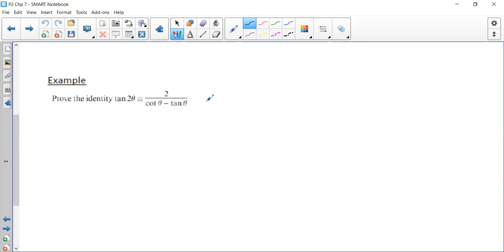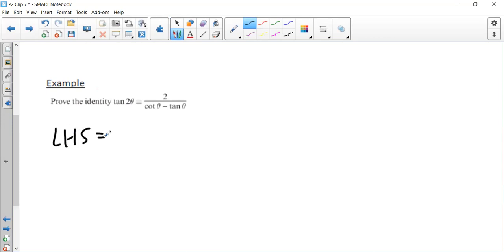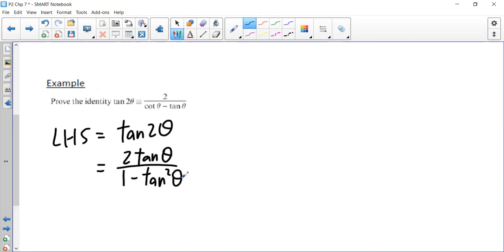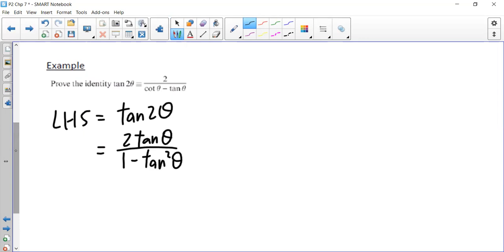Right, from this question, I'll probably start on the left hand side. There's no right or wrong which side you want to start off, as long as you can make it work. So I'm going to start on the left hand side, which is quite unpopular, but I'll tell you why. I'm going to rewrite tan 2 theta. So tan 2 theta equals 2 tan theta over 1 minus tan squared theta. So why do I do that? Well, because if I write tan 2 theta like this, I can compare similarities.